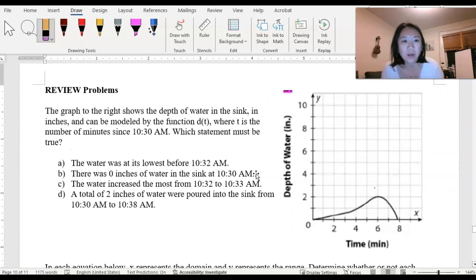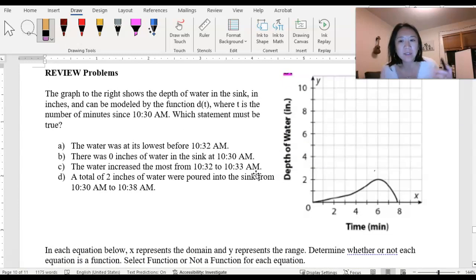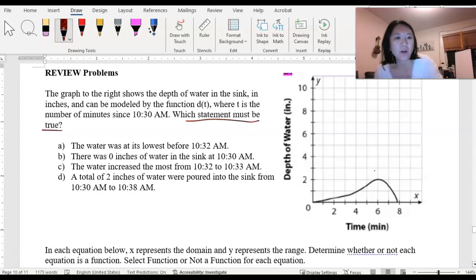All right, so here you have some review problems, and these are modeling some types of problems you could see on the park, and just going over some review so we don't forget some things. So this first one is asking which statement must be true. The water to the right shows depth of water in the sink in inches and can be modeled by this function. Which statement is true?